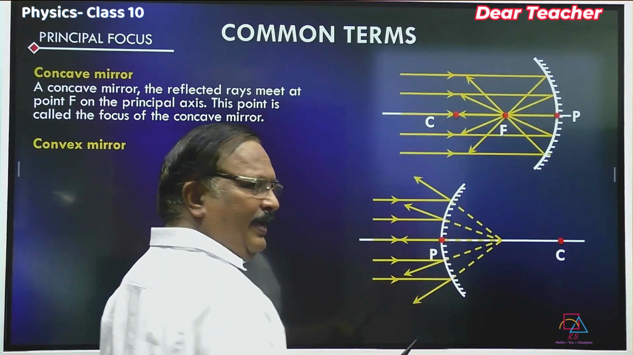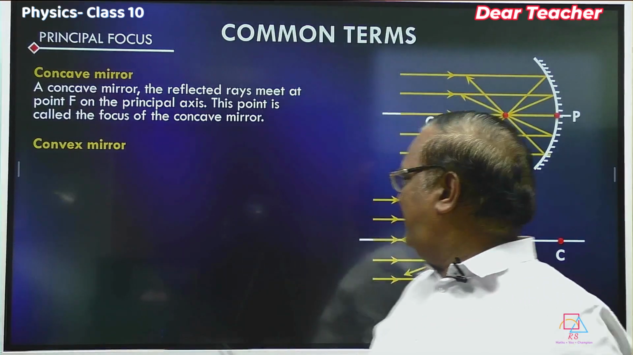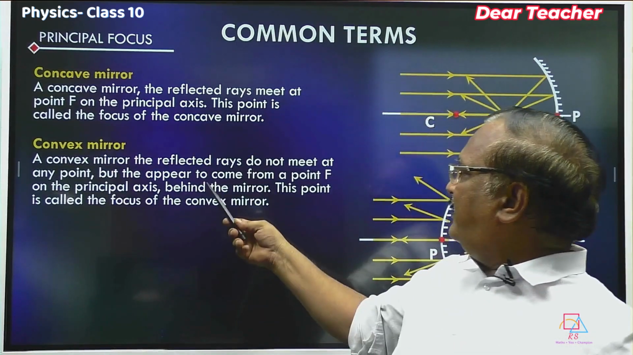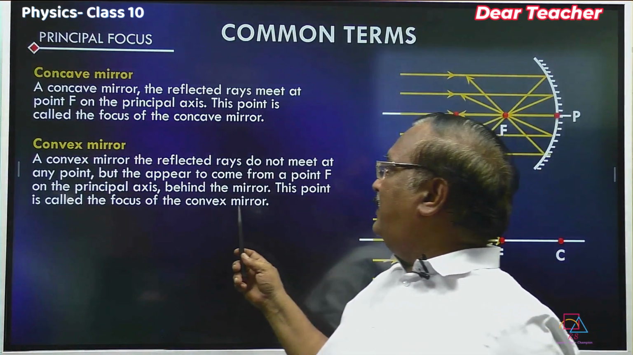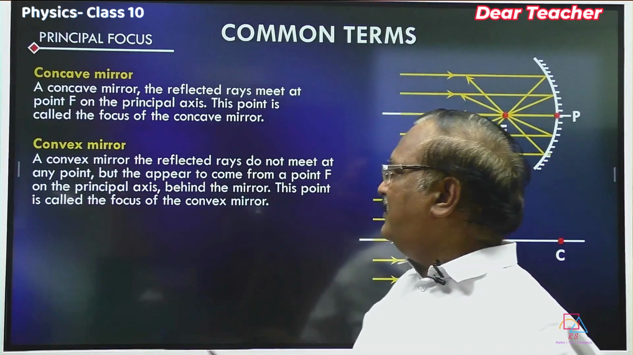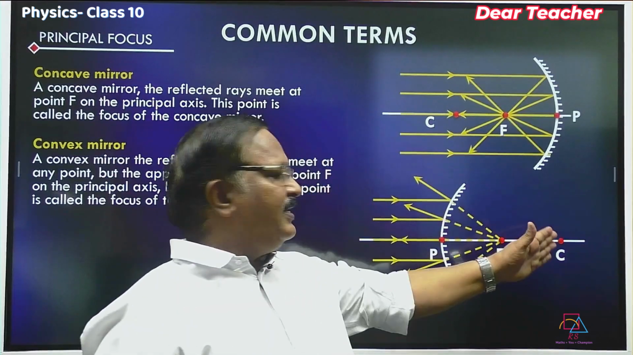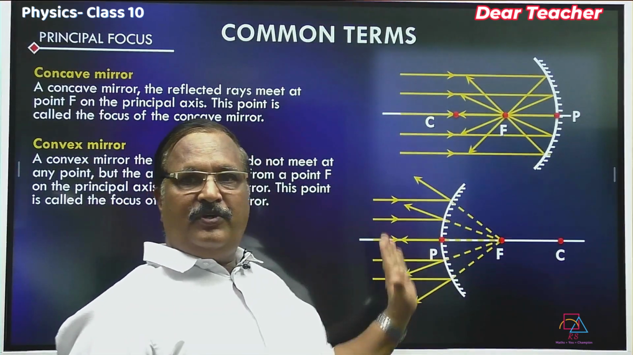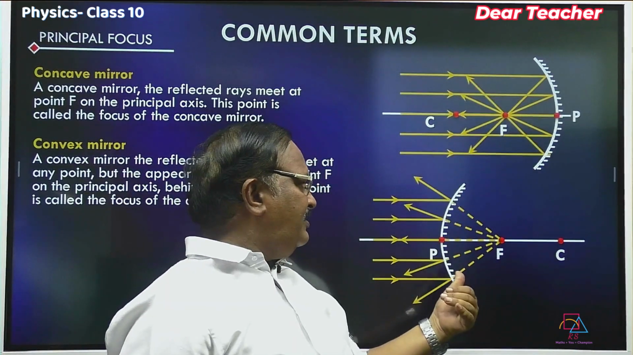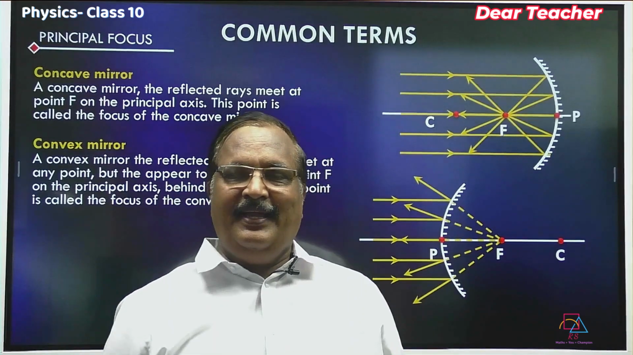All these things appear to come from a point, and this point we call it as a focus, and the definition goes like this: the reflected rays do not meet at any point, but they appear to come from a point, and that point is known as a principal focus. So it lies behind the mirror. Principal focus is behind the mirror. Mirror is this side, focus is that side. Whereas for concave mirror, it is in front of the mirror. For convex mirror, focus is lying behind the mirror. I hope you have understood.